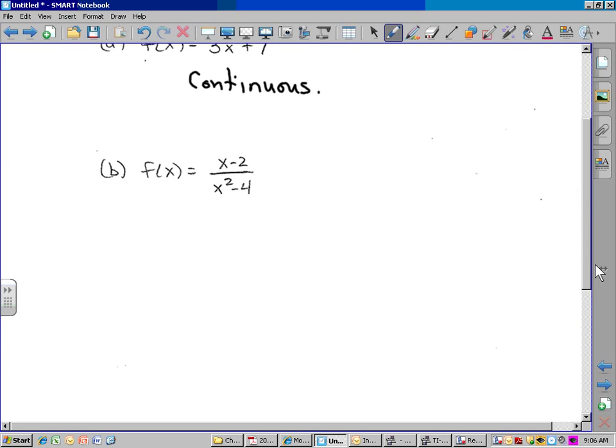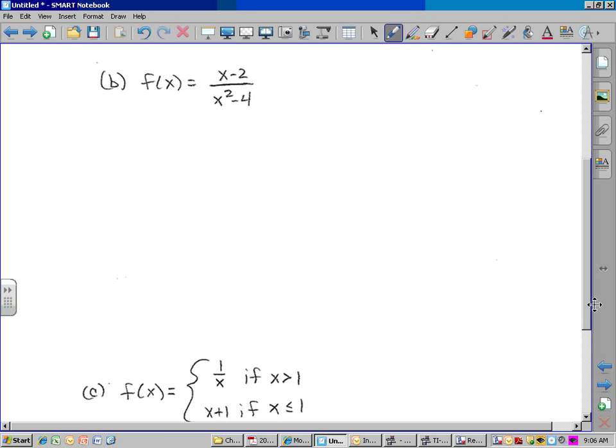Part B, there's some work. All right, the bottom is a problem. The bottom is a difference of squares. We need to factor the bottom to determine where we have an issue. The issue is no zeros on the bottom. So what values of x will give us zeros on the bottom? In the first case, a -2. In the second case, a +2. So that is where our discontinuity should be.